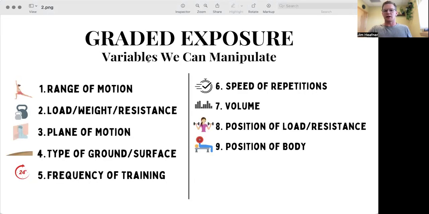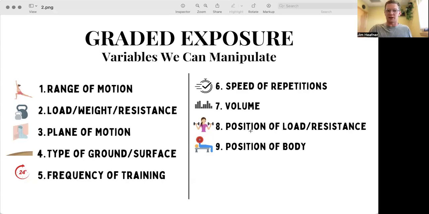So when we look at how we can manipulate variables to help someone with their exercise prescription, the things that I consider are range of motion, the load, the weight, or the resistance that they're doing, their plane of motion, the ground surface, frequency of training. So how often in a given week, you could say a week could be a small cycle or a month period could be more of a chronic workload. Speed of repetitions, the volume that they're going through, position of load, and then the position of the body.